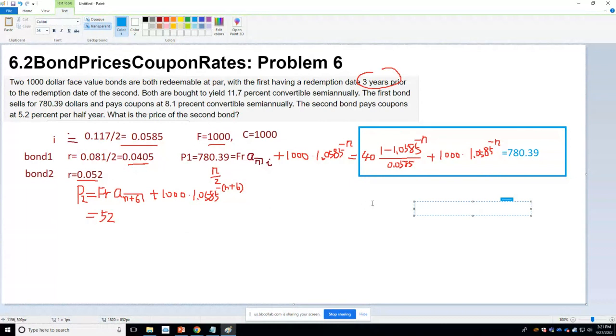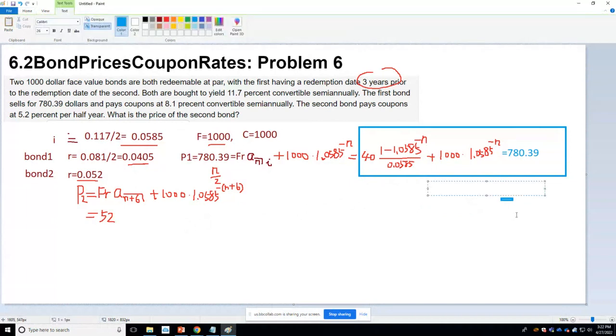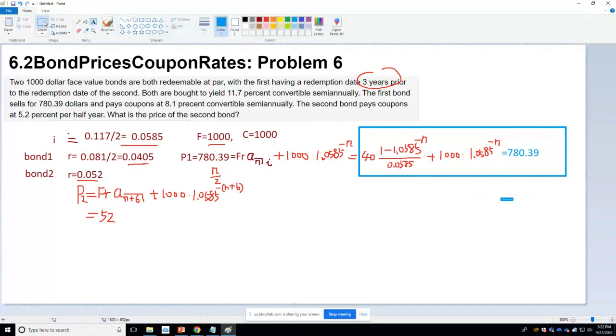Okay, maybe we don't have to solve for the n. I think what we need is 1.0585 to the power of negative n. Anyway, let me go back to this first. Let's solve for the n. The solving part.